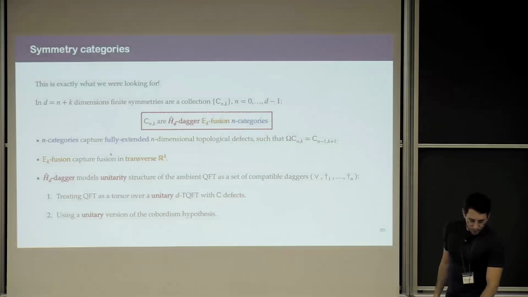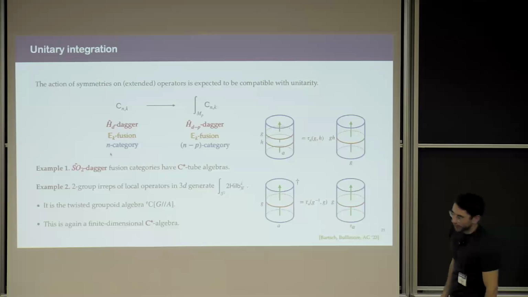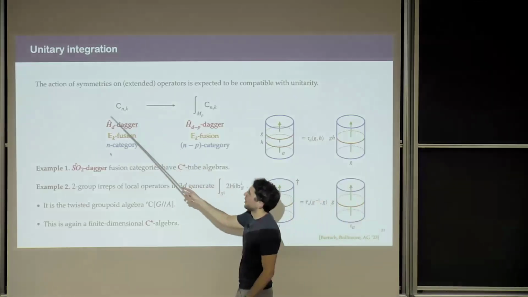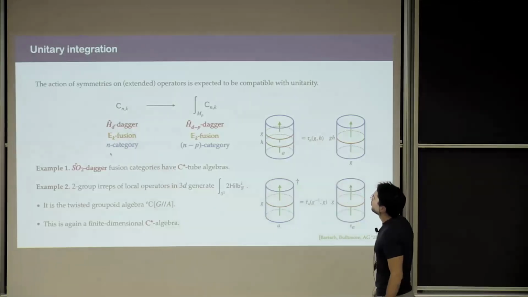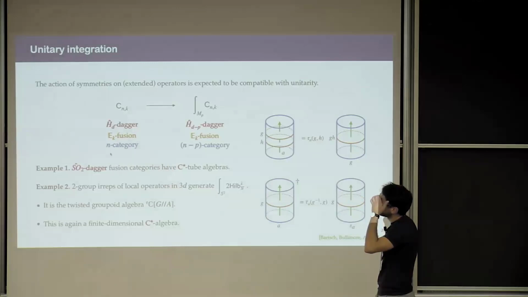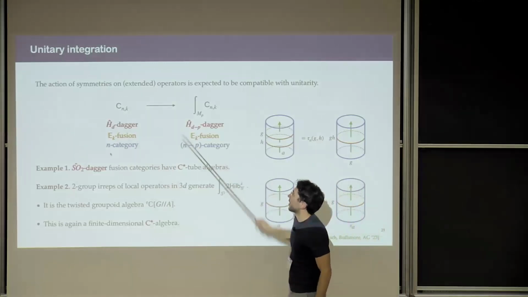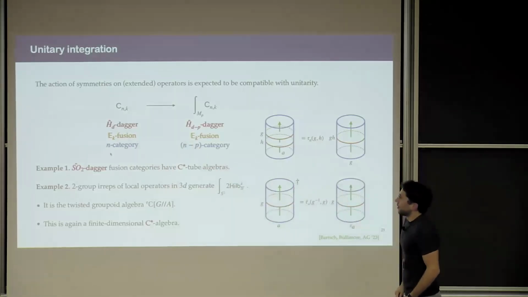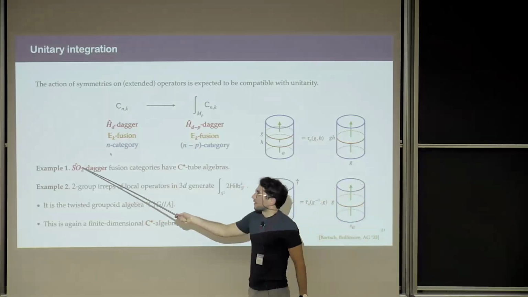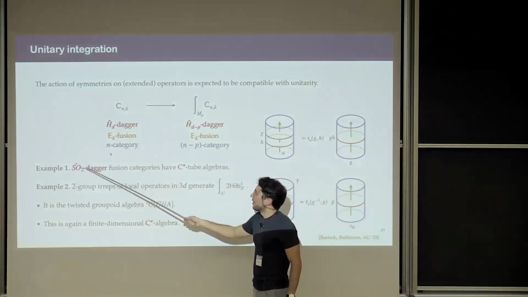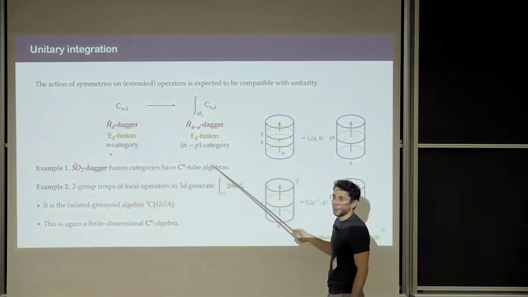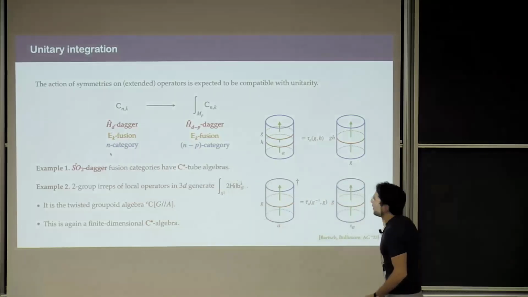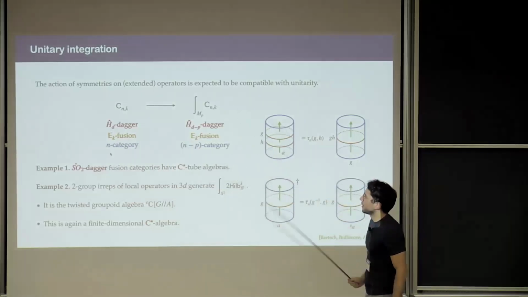Now, why am I telling all of this? Because the expectation is that once we have this kind of notions of unitarity, we expect to be able to define a notion of unitarity at the level of the representations of this higher fusion category. So as we said earlier, for example, these notions of H-hat dagger allowed us to get a C-star notion at the level of the representations of a fusion category. And the same thing we expect to hold true in higher dimensions.